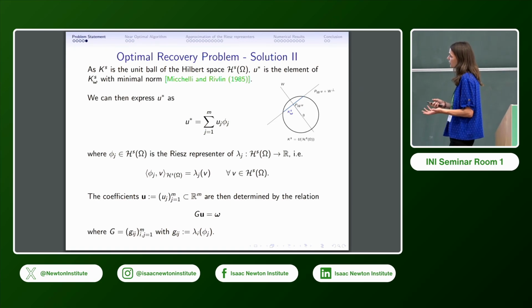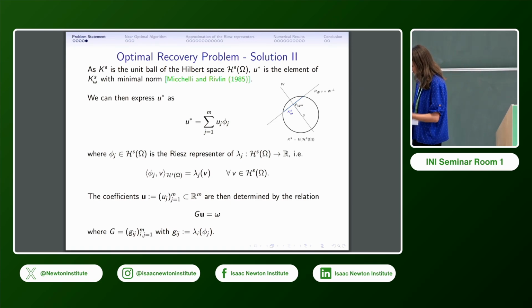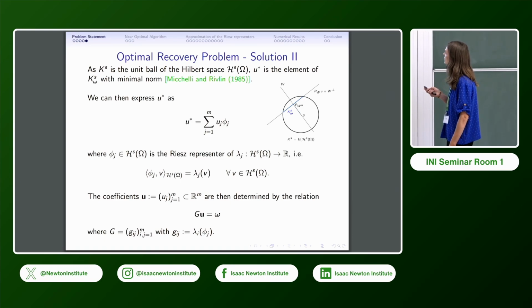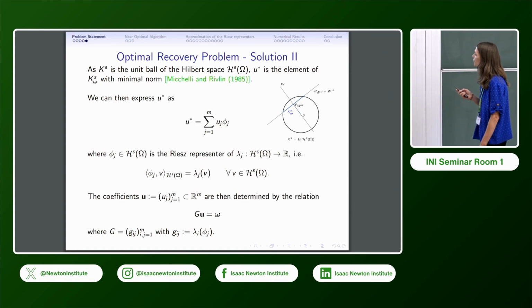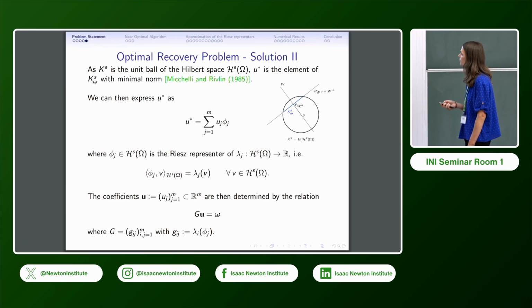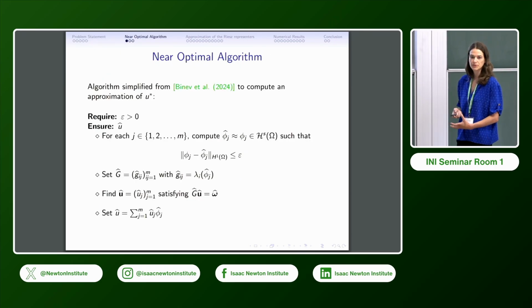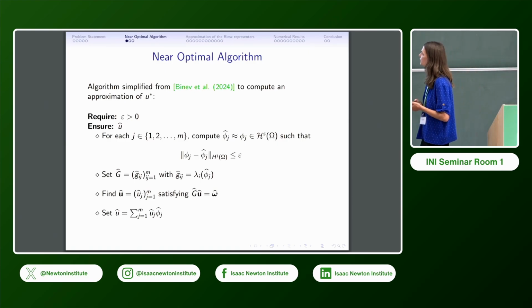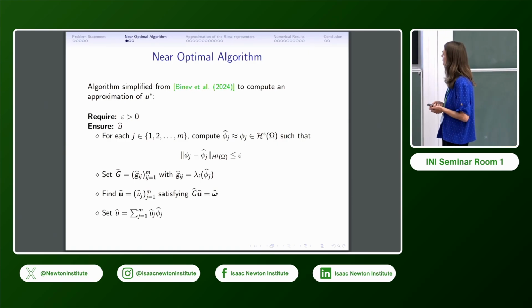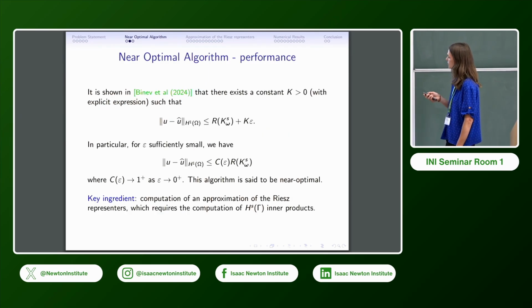And so that will be the key thing that we'll be looking at: getting an approximation, based on finite elements, of the Ritz representers. Because once we have that, then we can build an algorithm that was presented as well today, which is a simplified version again because we don't have a forcing term. But the algorithm, basically, we have some tolerance epsilon.